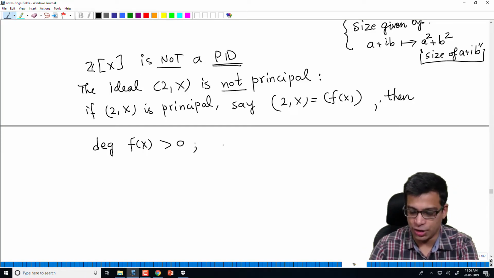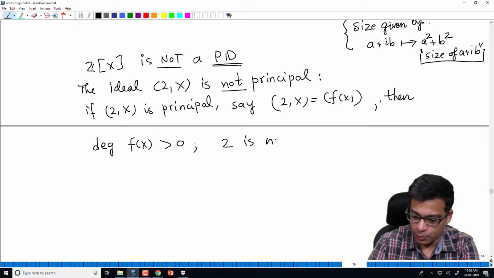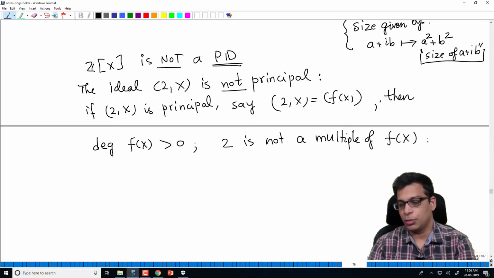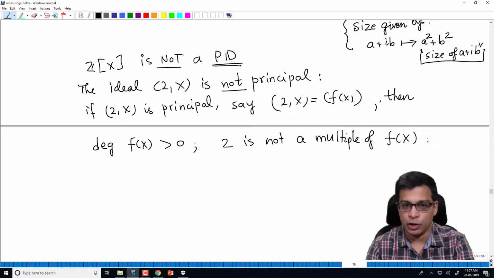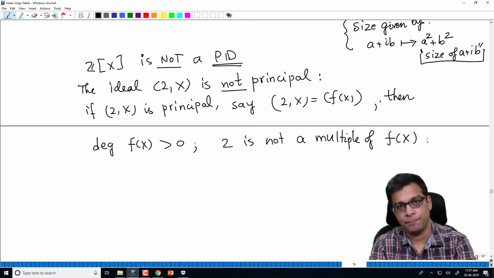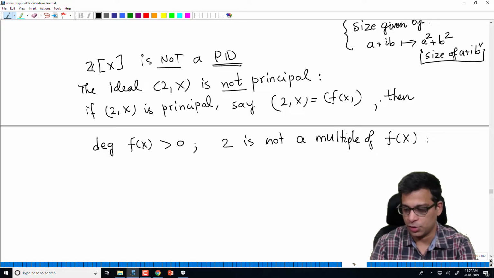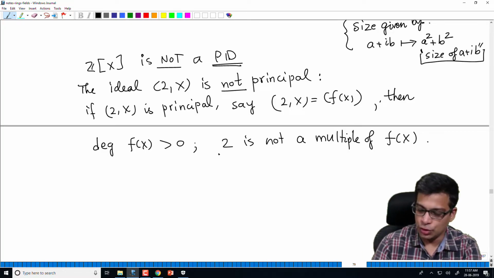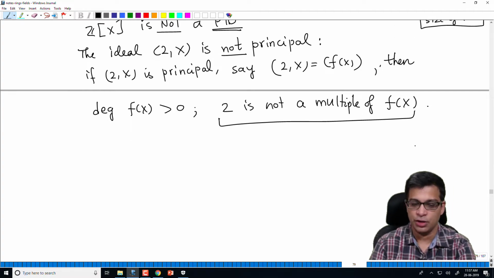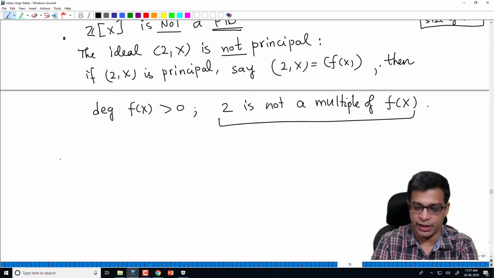and once it's positive, 2 is not a multiple of it, because if it's a positive degree polynomial, when you multiply by any other polynomial, degree only increases. It may stay the same if you multiply by constants, or it will actually increase if you multiply by non-constant polynomials, but it will never decrease. So you can never obtain 2 as a multiple of this. Okay, this is a simple explanation for why Z[x] is not a PID.